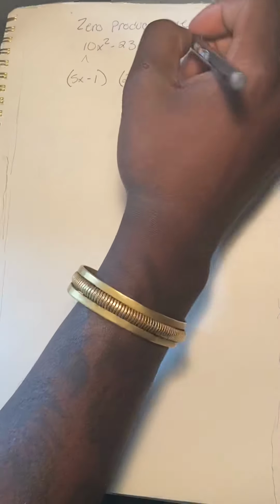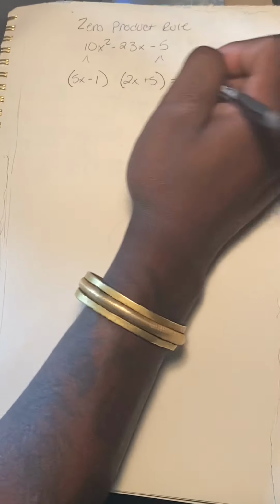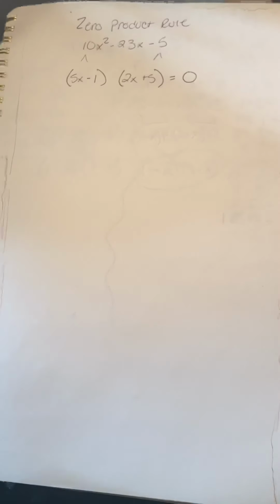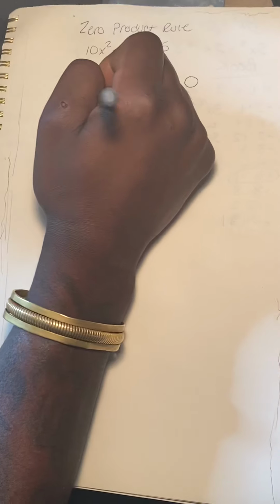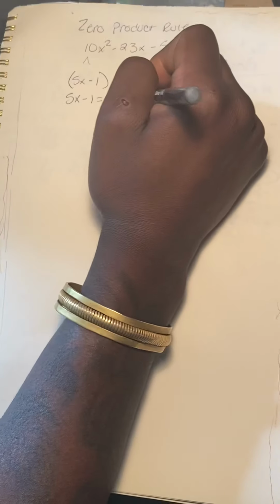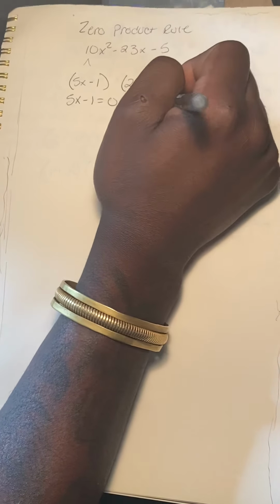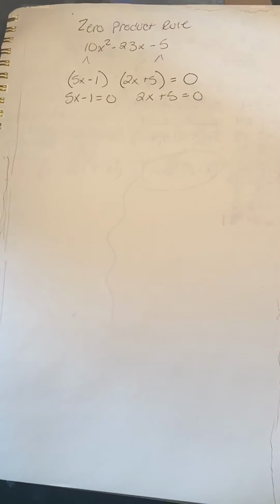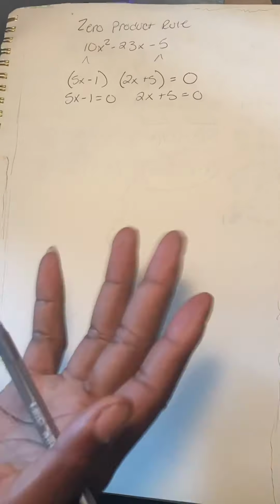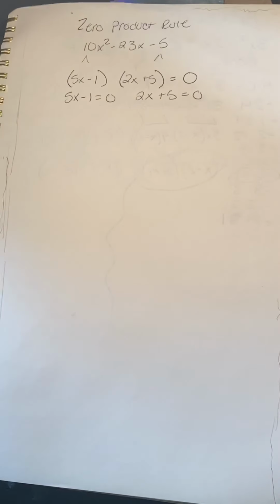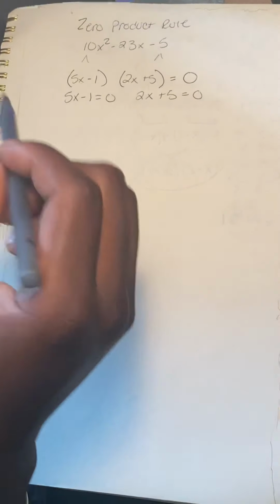Step 3, the third thing I'm going to do is set these equal to 0. And then I'm going to solve for each individually. So it looks like this. I'm going to say 5x minus 1 is equal to 0, and 2x plus 5 is equal to 0. Just like that. And I'm going to solve just like I would any regular equation, using inverse operations.